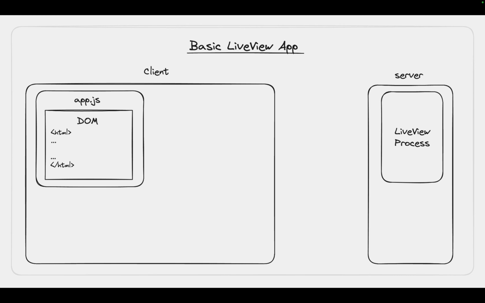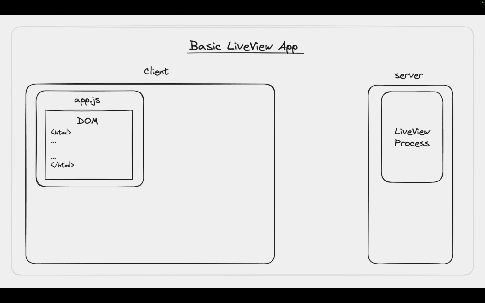Okay, so how does all this work? To answer that, I'm going to first show how a basic LiveView application works, and then I'll build off of this example to show how to add in offline support. In this slide right here, we have our server on the right-hand side, and on our server, we have our LiveView process running. And then on the left, we have our client, and in the client, we have our DOM, our HTML, and then everything is being controlled by our app.js.